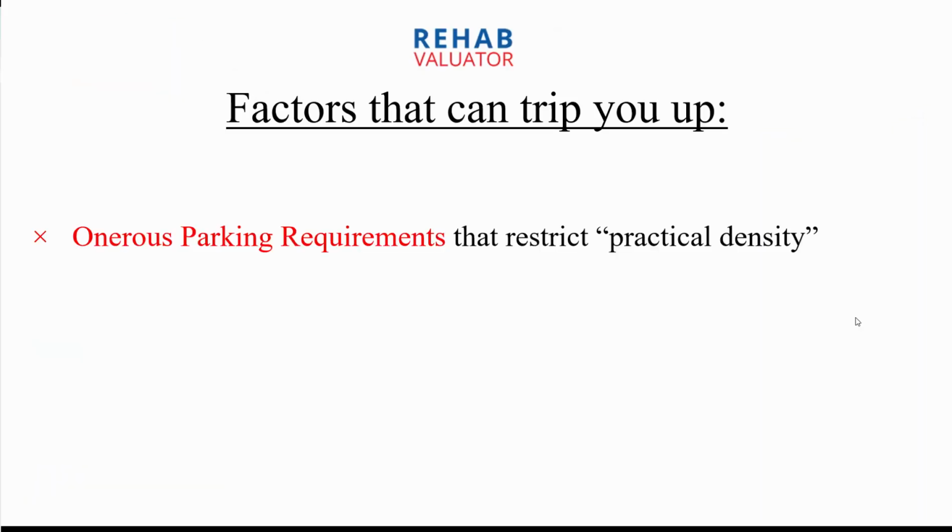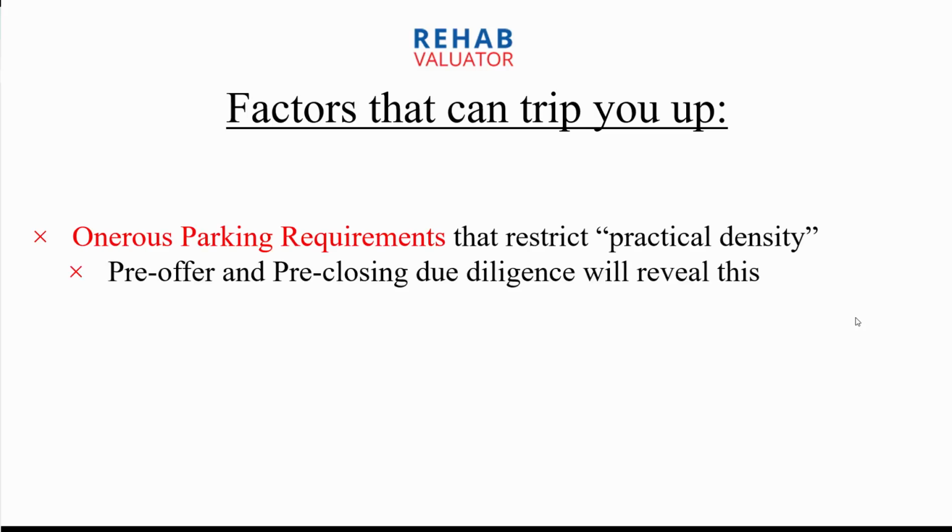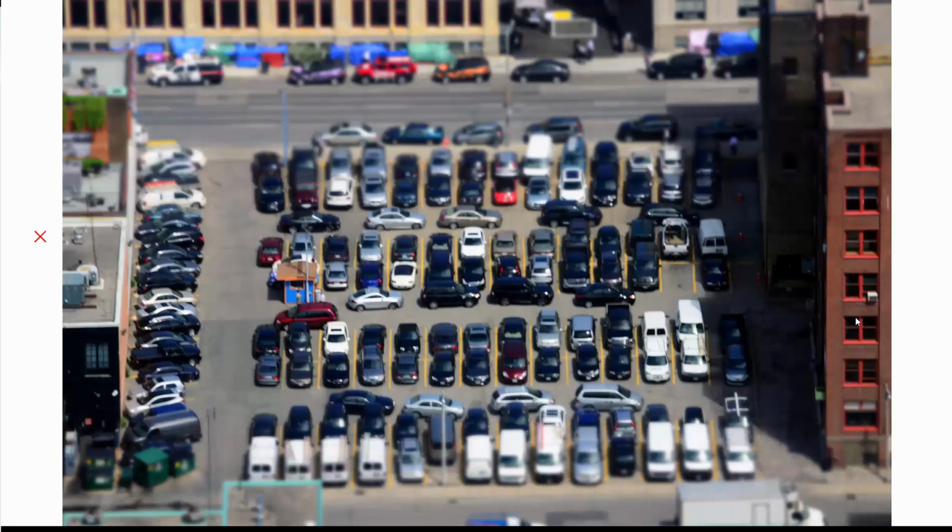Onerous parking requirements that restrict the practical density. You can look up parking requirements for each zoning code in your county or in the city. It's publicly available information, but you can check out the zoning during your pre-offer due diligence, and then you can verify it during your pre-closing due diligence once you have an offer. But you want to make sure that there is not so much on-site parking being required in conjunction with other zoning restrictions that you will not actually fit a 10-unit building on the lot, because you will have to devote so much of it to surface parking.